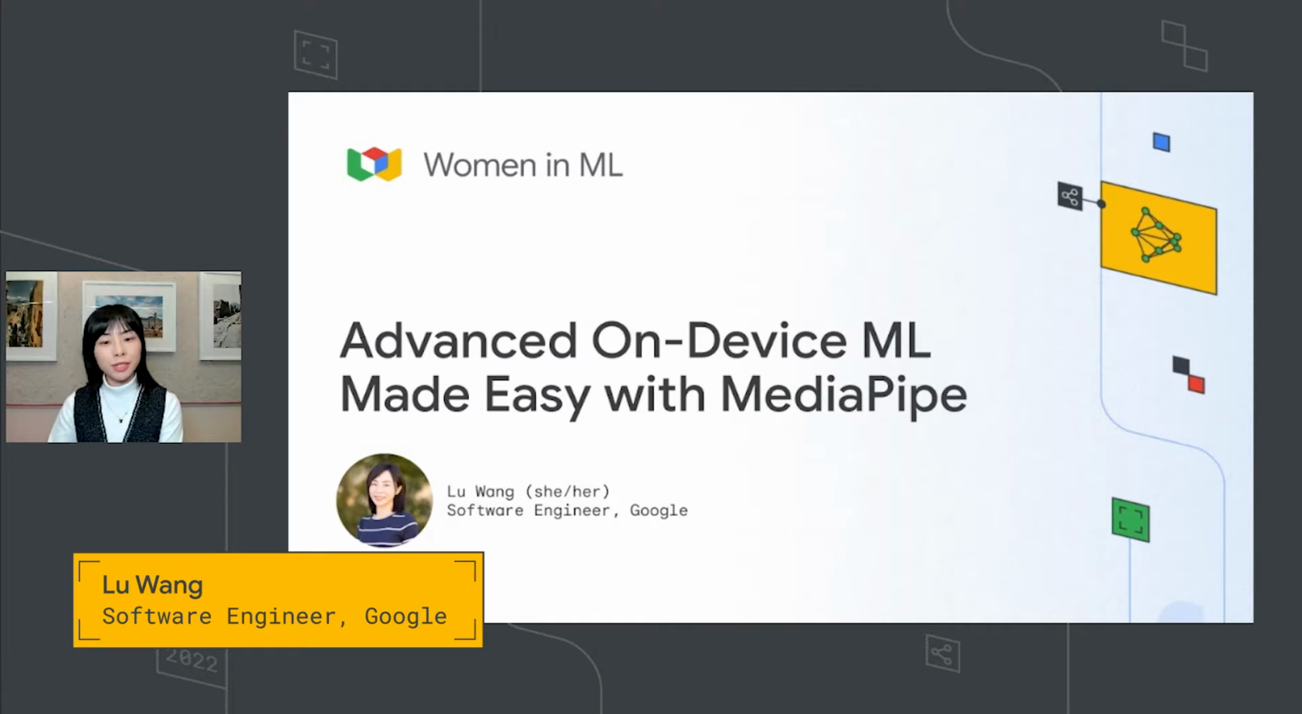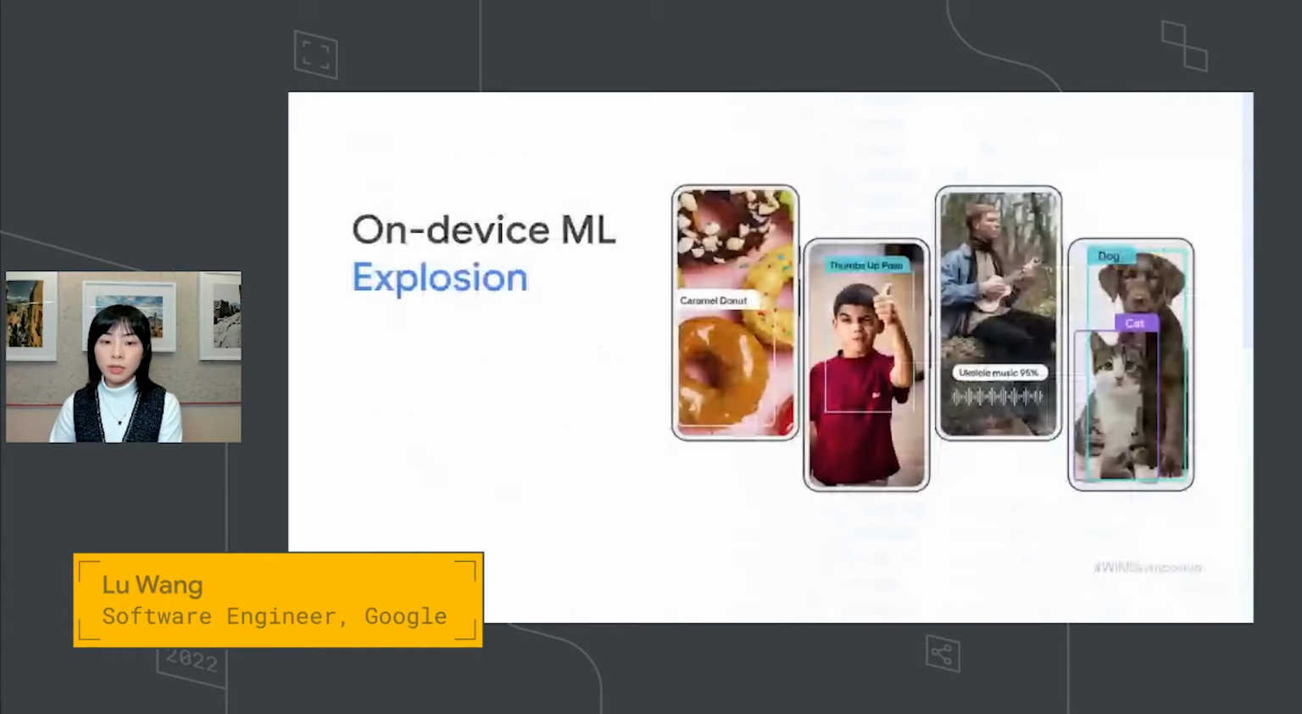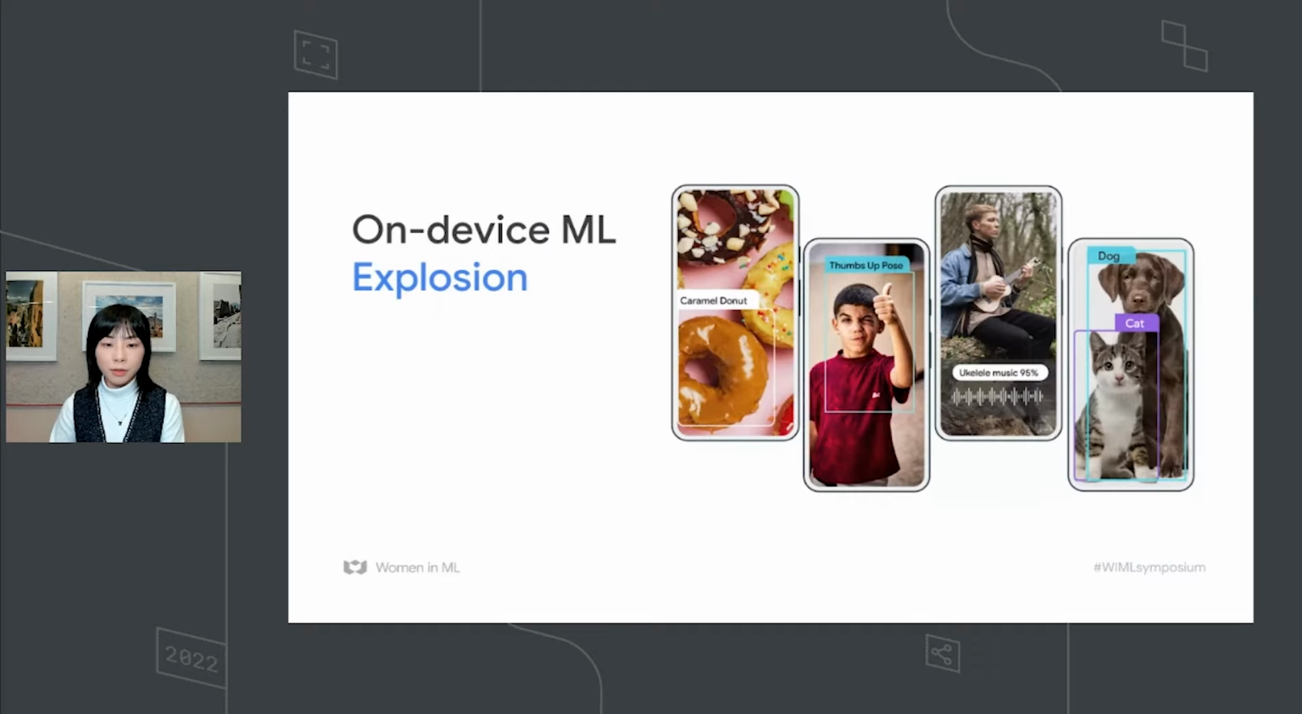Today, I'd like to share with you a new product offering from MediaPipe that makes it super easy to train and deploy advanced on-device ML solutions across different platforms. So what is on-device ML? On-device ML is a subfield of machine learning that develops, builds, and deploys ML for edge devices. This includes, but is not limited to, mobile, web, desktop, etc. It offers several advantages over the conventional ML that runs on data centers.